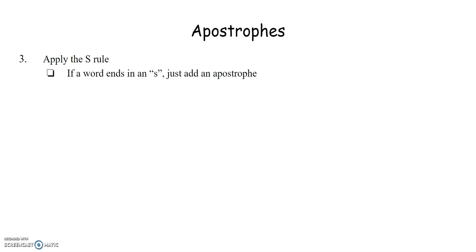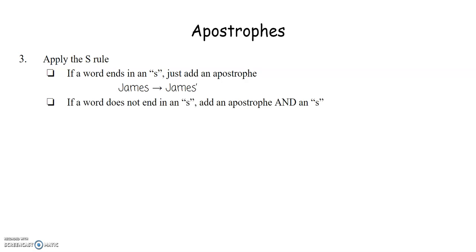If the word just ends in an S, all we're going to do is add an apostrophe after it. So James is going to become James'. Even though we're saying James's and it sounds like we're adding an apostrophe S, it's really just an apostrophe tacked onto the end. If it doesn't end in S, we're going to add an apostrophe S. Turkey becomes turkey's, with an apostrophe S on that.